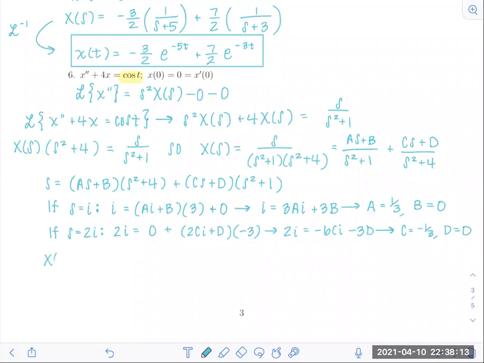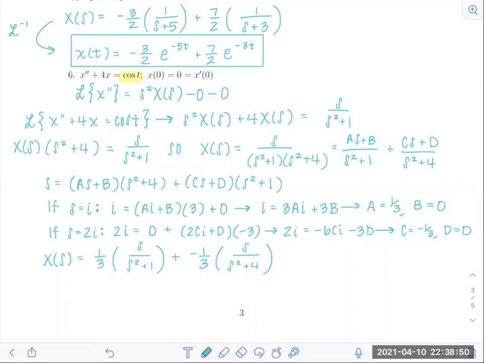So where we are is X(s) equals 1/3 times 1 over s squared plus 1, as well as a negative 1/3 times 1 over s squared plus 4. So I just need to work here with this. Oh, and I just noticed I dropped my s's, so let me add those in here. There should be an s on top of both of them. A and C were coefficients of the s term.